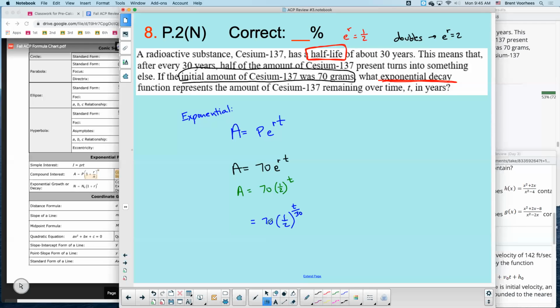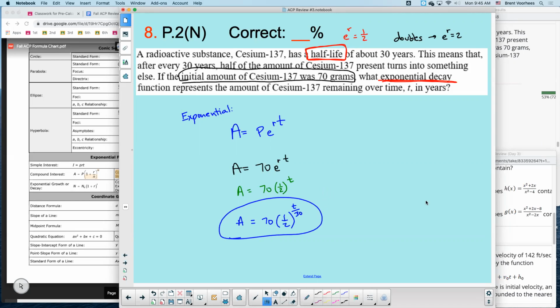So I would have half of it when t equals 30. If t equals 30, that's 30 divided by 30. You would take half of 70. If t were 60, you would take half of it twice, because 60 divided by 30 is 2. So that's the way this works. That's going to be our formula right here.